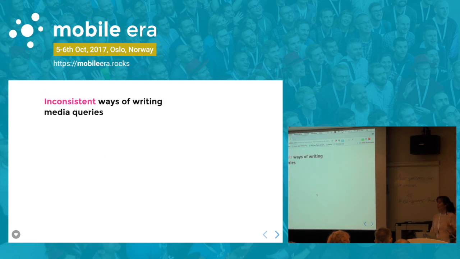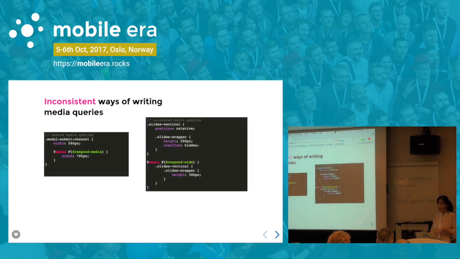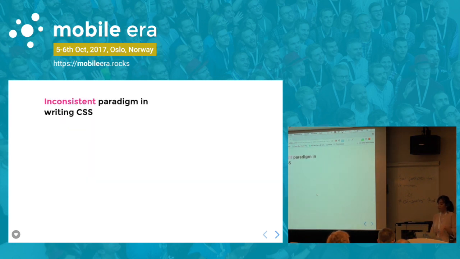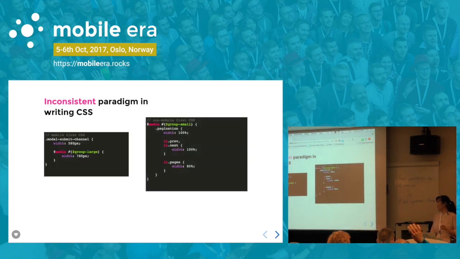So at that time when I was looking at our CSS code, there were inconsistent ways of writing media queries between the engineers. So in certain components, we have nested media queries, while in another component, it's unnested. And we also have an inconsistent paradigm in writing CSS. In certain components, it's mobile first, while in some other file, it's desktop first, which is really odd.